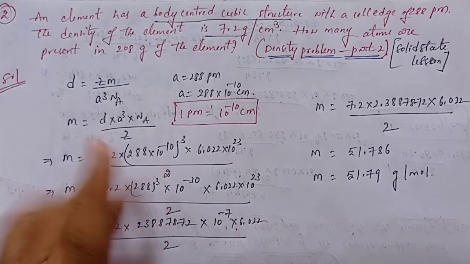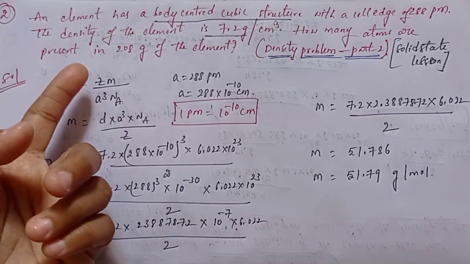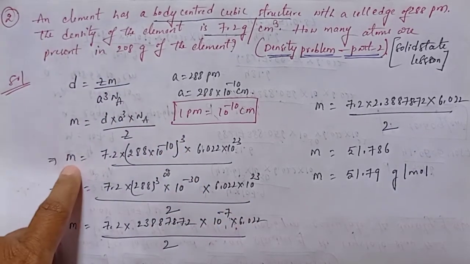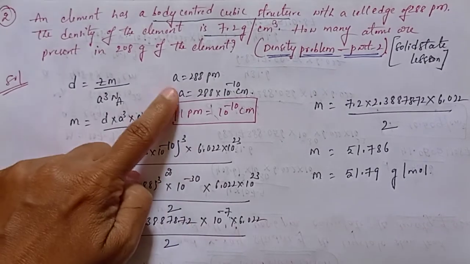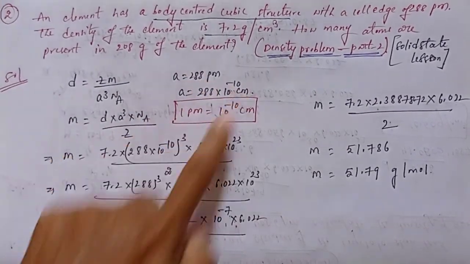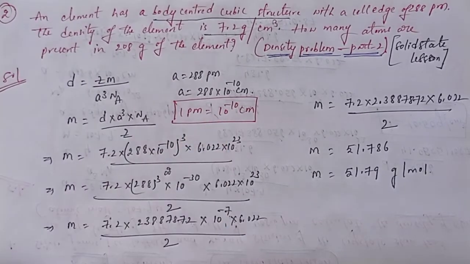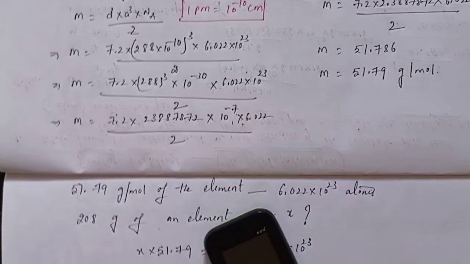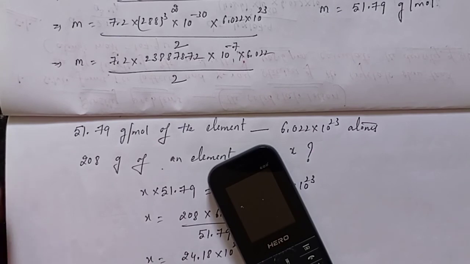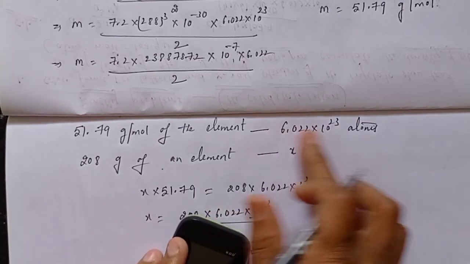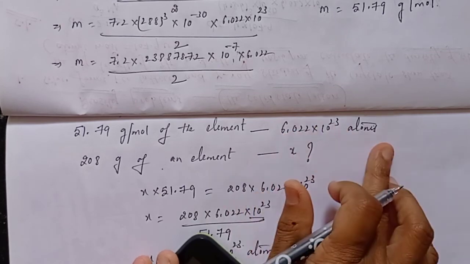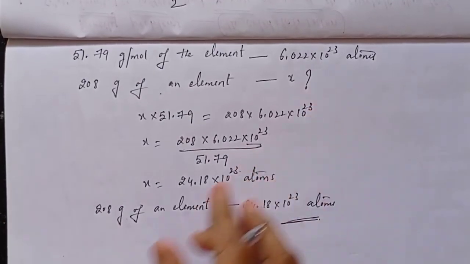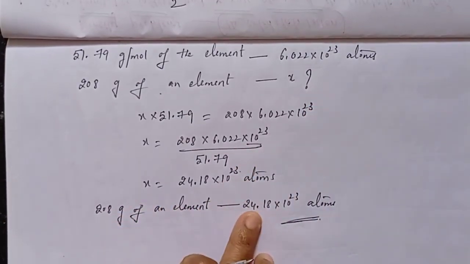That is the actual molecular weight of the element we calculated. So in 208 grams of the element, how many atoms are there? We have to find. Using the density formula, the m value we are going to calculate. Edge length is given in picometers, you have to convert to centimeters: 1 picometer is 10 power minus 10 centimeters. Then substitute, you will get the value. Molecular weight is equal to 51.79. So 51.79 grams per mole of the element contains Avogadro number of atoms. In 208 grams of the element, x, how many atoms are there? You have to find it. Then you will get that 208 grams of the element contains this many atoms.